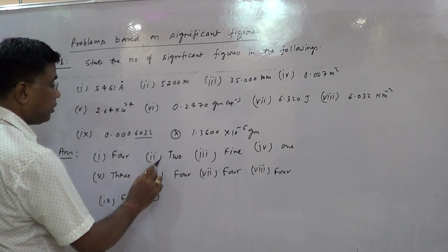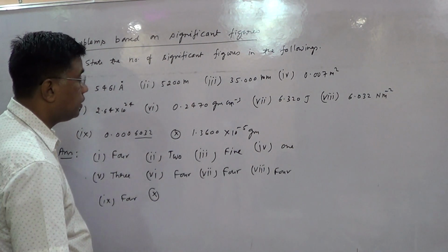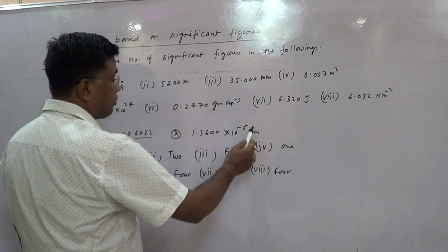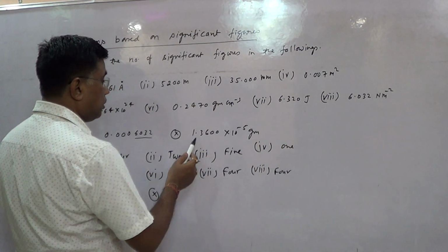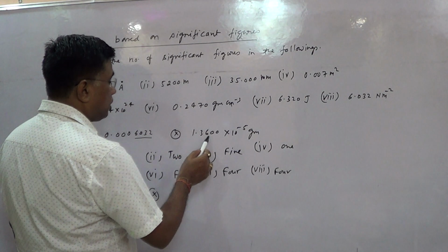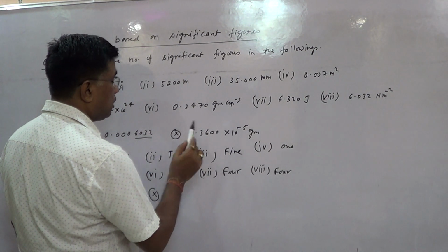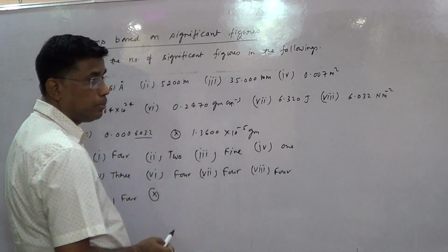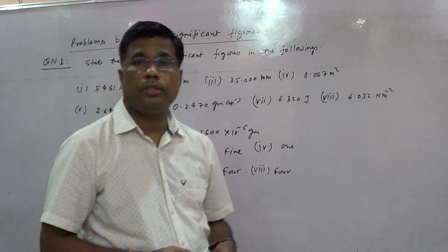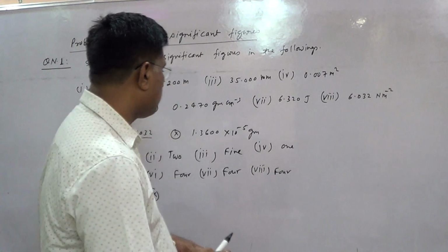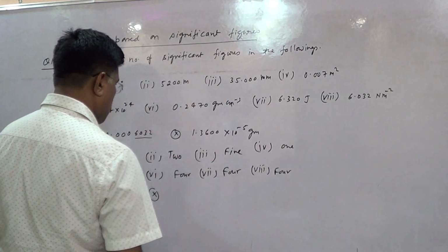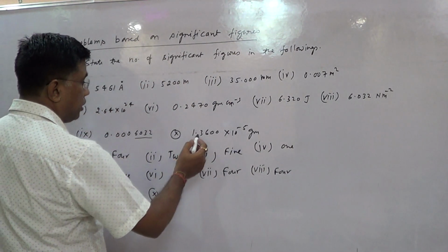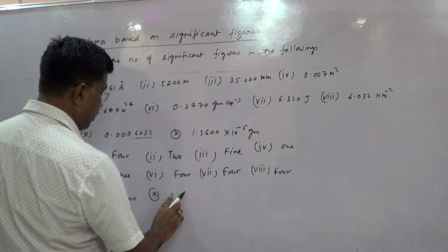Now in the last question, the 10th, this 10 power minus 5 will be ignored. This 1.36, these digits 136 are non-zero numbers, therefore they are significant. These 2 zeros are used to represent the accuracy of the instrument, therefore they are significant. So in this measurement there are a total of 5 significant figures.